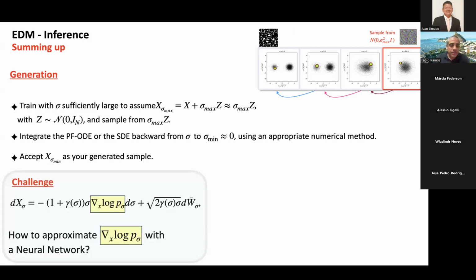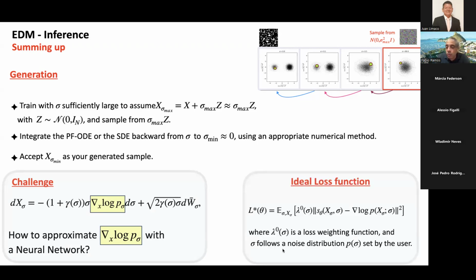What's the challenge? To solve this ODE or SDE, you need the score function, the grad of the log of the marginal probability distribution. So I have to minimize this loss function, approximating the grad of the log of P, with the expectation with respect to all noise and all trajectories. The role of the forward trajectories is to train the score. To solve the problem backwards, I don't need the forward. I just need the forward to train this score function.